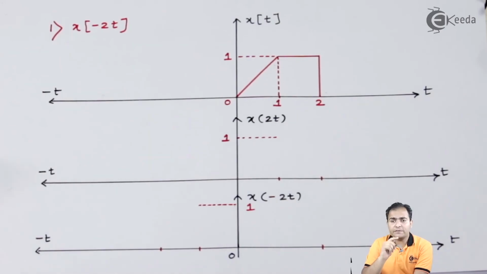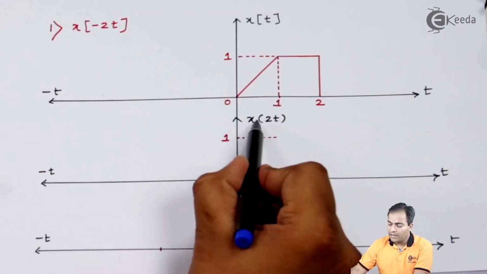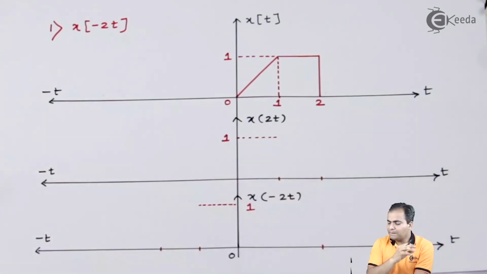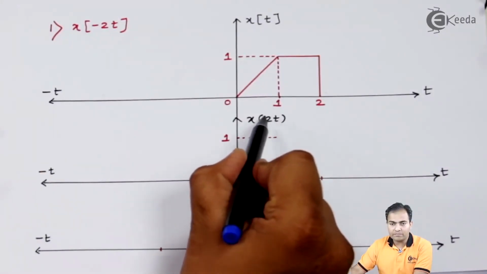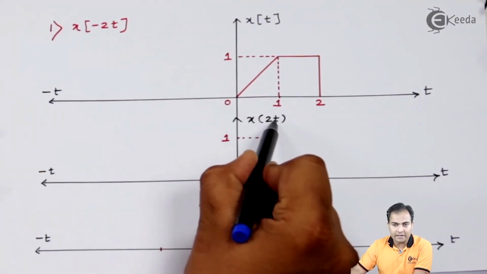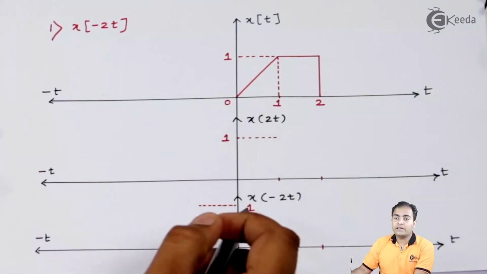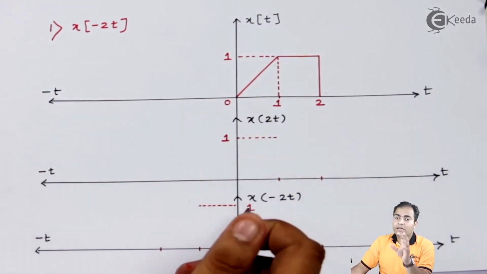I will choose the time scaling property first and the time folding property afterwards. So first of all, x of 2t. The simplest way to calculate a compression or expansion is to do one thing. Whatever alpha value is given is multiplied with t, so the shortcut is to just perform the reverse operation.